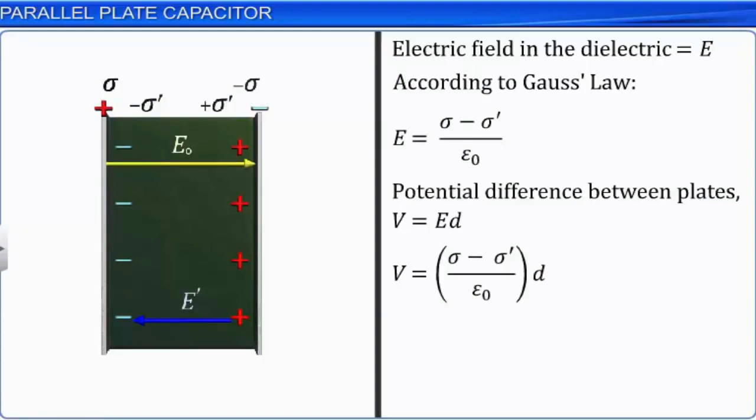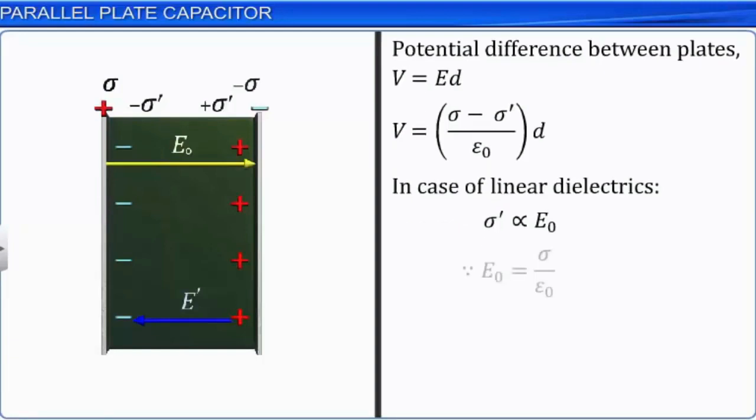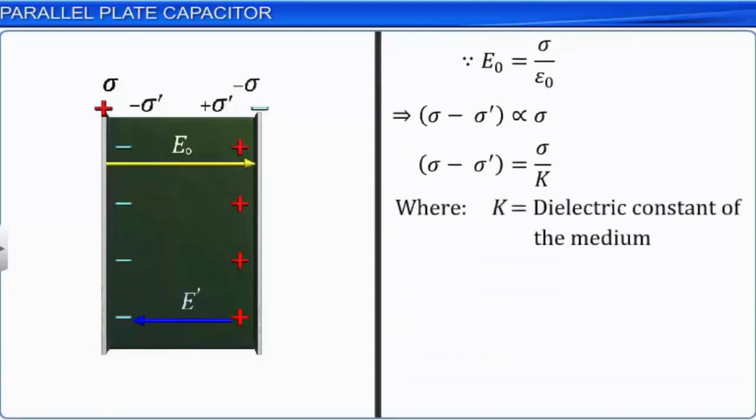In the case of linear dielectrics, sigma dash will be proportional to the external electric field strength E naught. But since E naught is equal to sigma by epsilon naught, it implies that the value of sigma minus sigma dash is proportional to the sigma value. Or we can say that sigma minus sigma dash is equal to sigma by K, where K is a constant of proportionality which is called the dielectric constant of the medium.